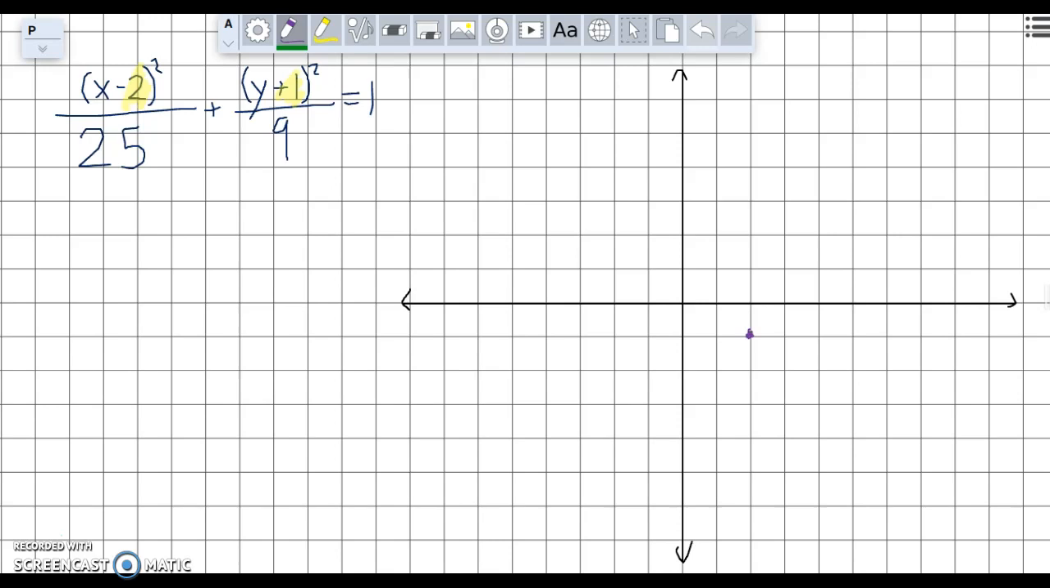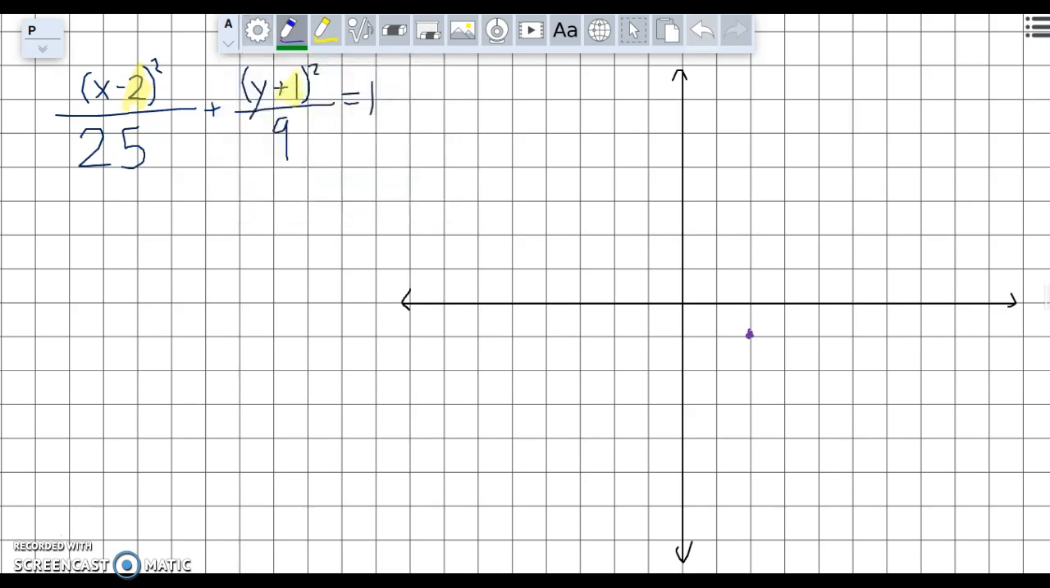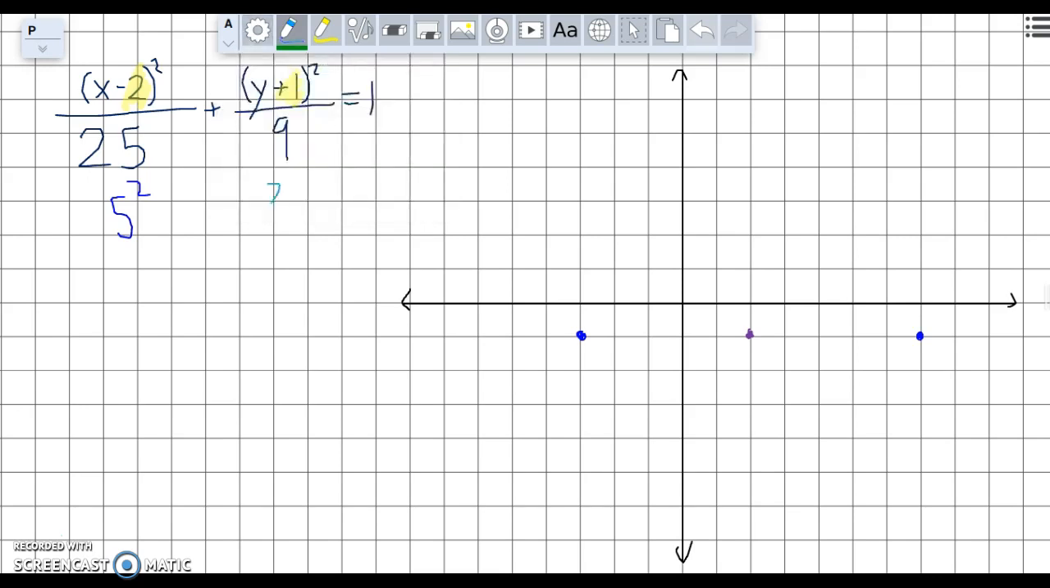Then I graph the vertices and co-vertices. I find those by moving in the x and y direction, the amount that I get from the numbers under x and y. I'll explain what I mean. 25 is 5 squared. In the x direction, I'm going to move 5 units from the center. I'm going to move 5 to the right and 5 to the left. Similarly with y, 9 is 3 squared, so I'm going to move 3 in the y direction. I'm going to move 3 up and 3 down.